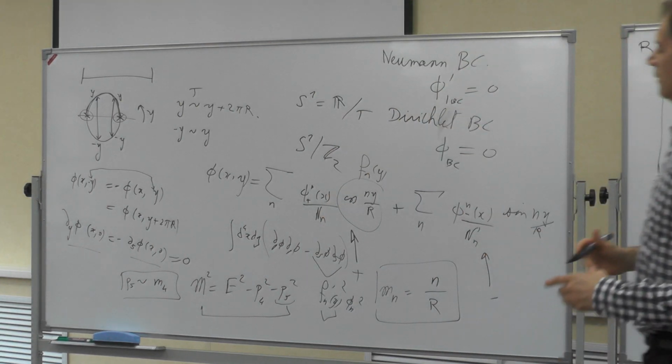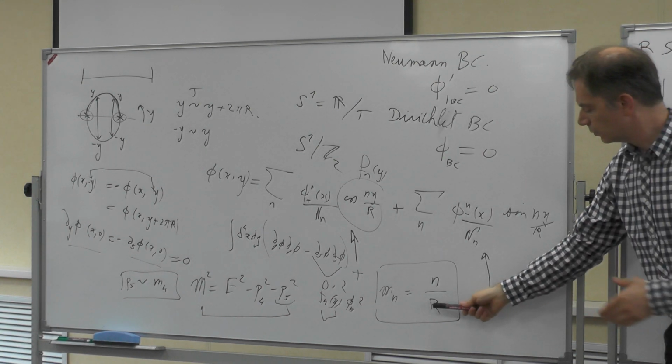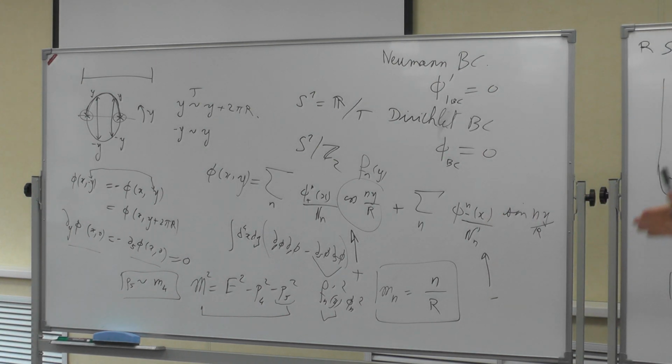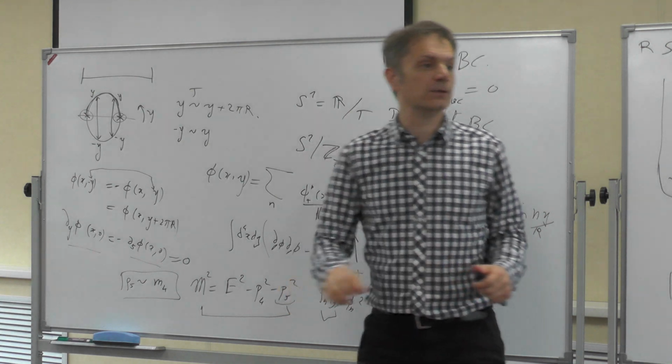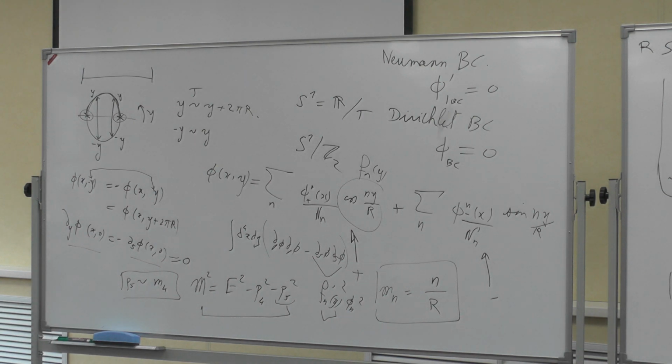Right? So you have an infinite tower of Kaluza-Klein excitations, whose masses are simply quantized in units of the inverse of the size of the extra dimension. Can I ask a question? Yeah. The fact that particles have different masses means that they need different momentum in this fifth dimension? Yeah, they have different momentum along the fifth dimension. And we don't know why they have different momentum.